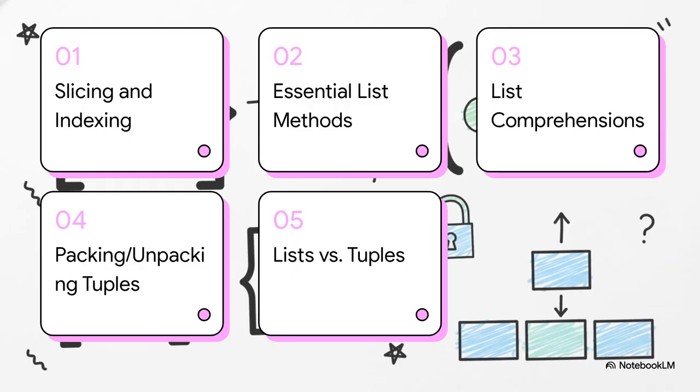So here's our game plan. We'll kick things off by mastering how to slice and dice lists to get the exact data you need. Then, we'll look at some powerful methods for changing lists on the fly and the really Pythonic way to create them. And we'll wrap up with the big strategic question: when do you use a flexible list versus a lockdown tuple?